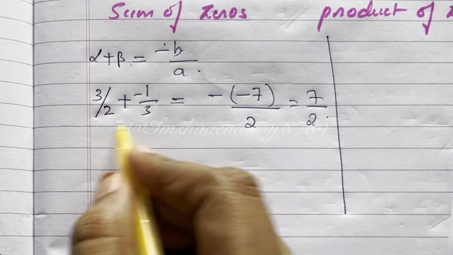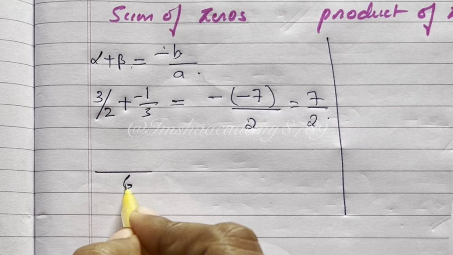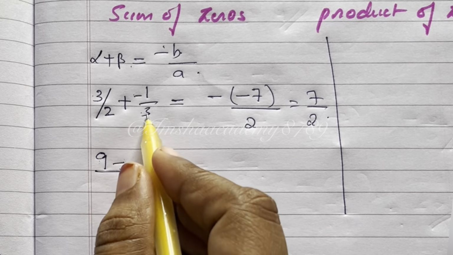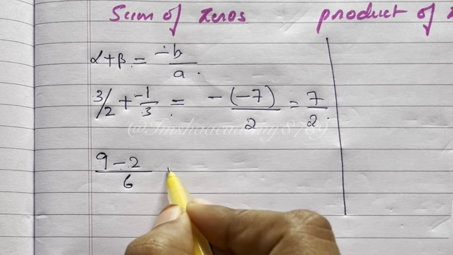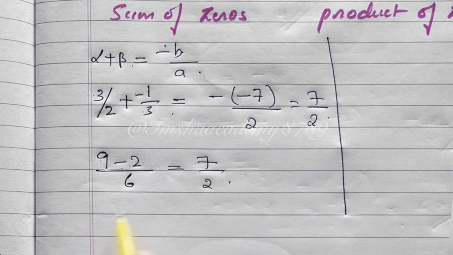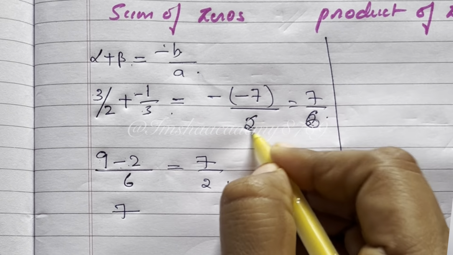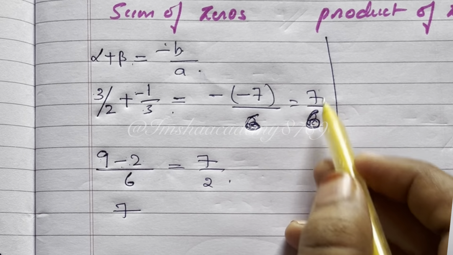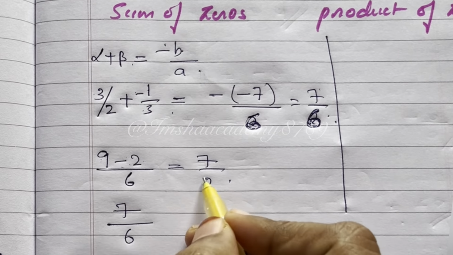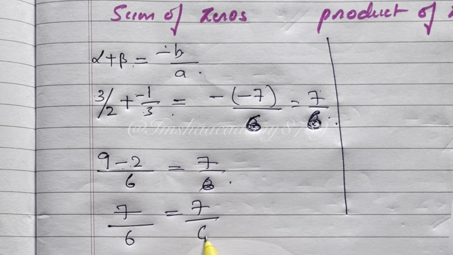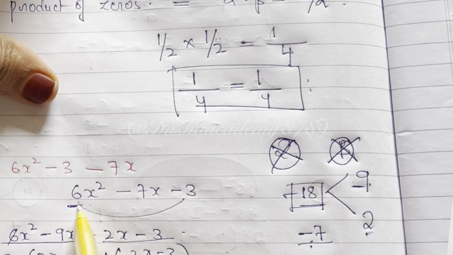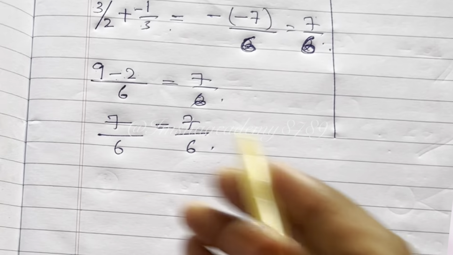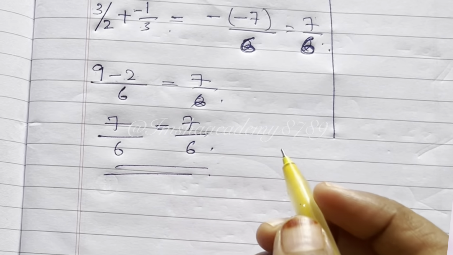So here, see, the LCM is 6, right? 2 3s are 6, 3 3s are 9. Minus 3 2s are 6, 1 2s are 2, is equal to 7 by 2. Sorry, I don't know why I'm making mistakes over here. So it will be 7 by 6 is equal to 7 by 6, because the a value is 6, the b value is minus 7, the c value is minus 3. So we got 7 by 6 is equal to 7 by 6.